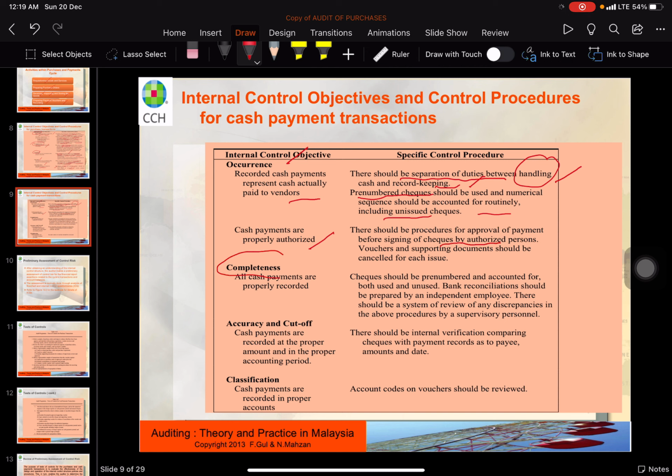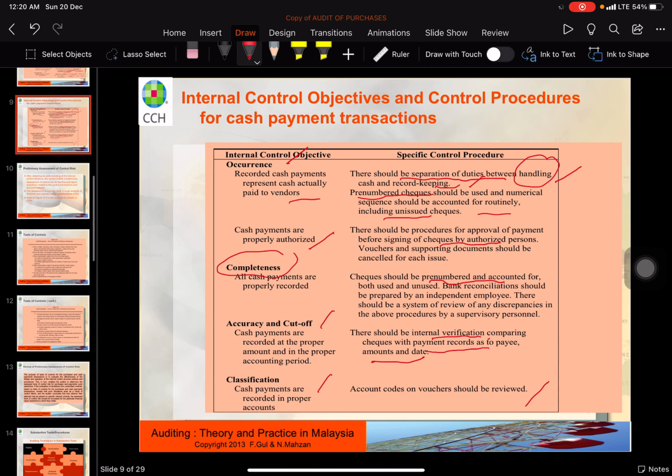Alright, completeness. How do we see completeness? Make sure that all documents are pre-numbered, so we can see if any are missing. Alright, accuracy and cut-off should be internal verification, comparing check payments for the payee, amount and date, especially at the end of the accounting period. Classification: cash payments are recorded in proper accounts, and the account codes on vouchers should be reviewed. So here we have to review the accounts also.